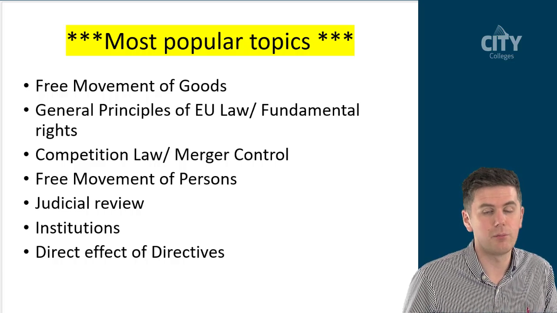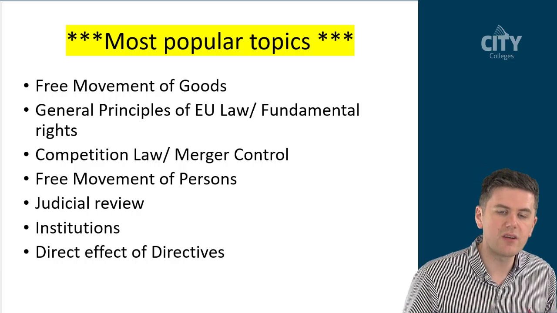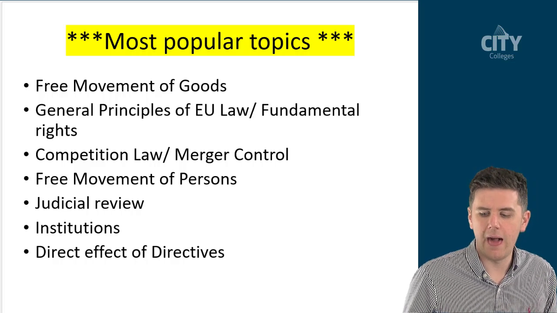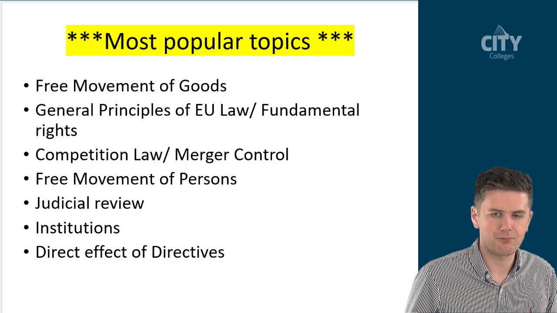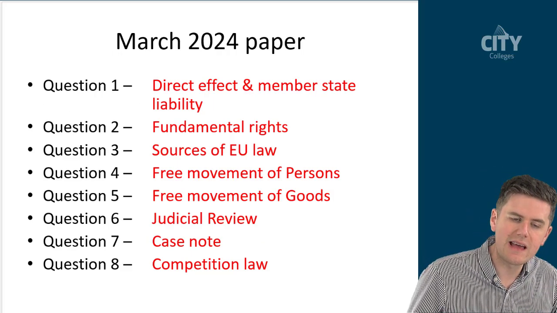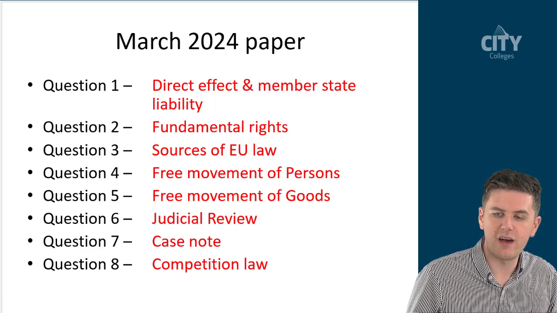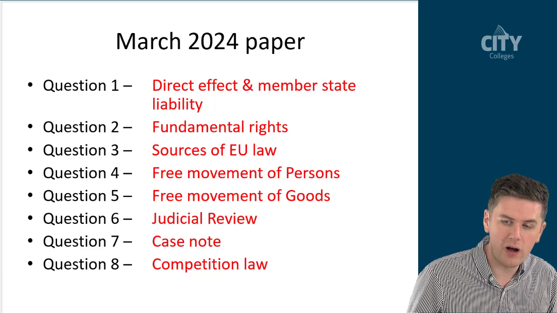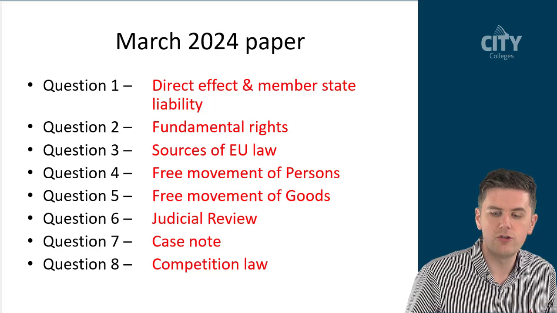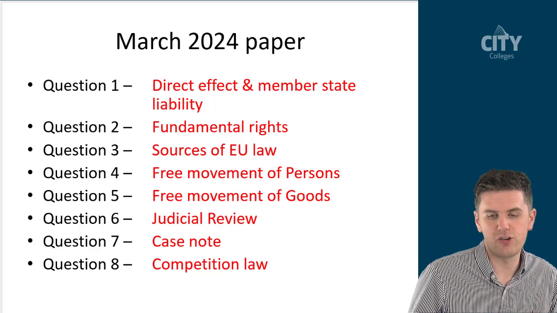And again, that's come up in every single paper except for one, I think, in recent times. So these are really the banker topics that students expect to come up in the EU law exam. So over the next set of slides, I go through the recently examined topics. In the March 2024 paper, you saw direct effect of member state liability, fundamental rights, sources of EU law, free movement of persons, free movement of goods, judicial review, the case note question, which is always question 7, and then competition law.